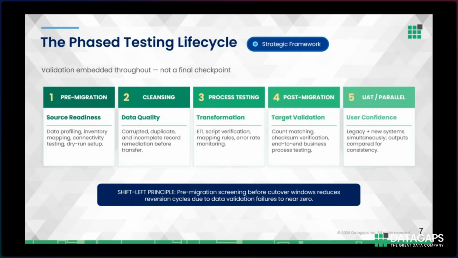So this whole shift left principle is the most important design principle in the entire framework. So large-scale migration evidence shows that pre-migration screening, catching issues early before the cutover window is even open, reduces a lot of the reversion in the migration.